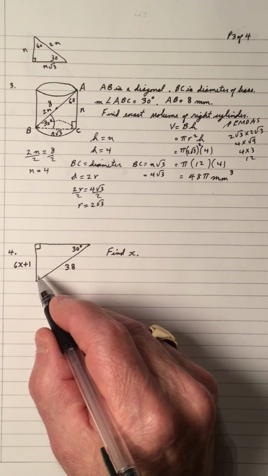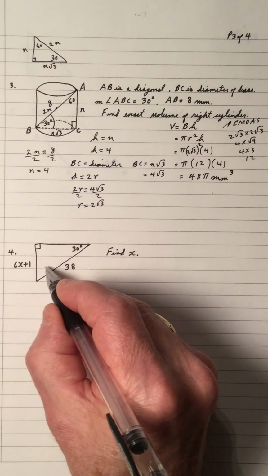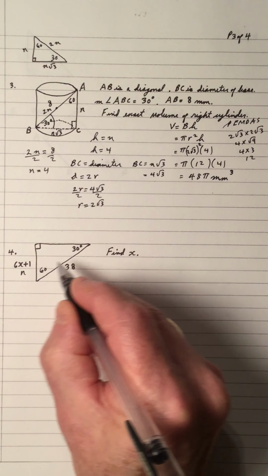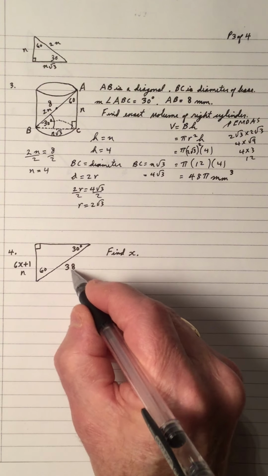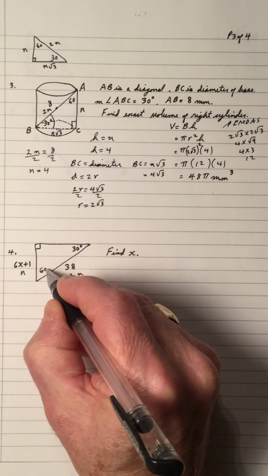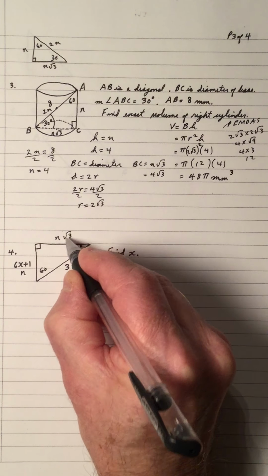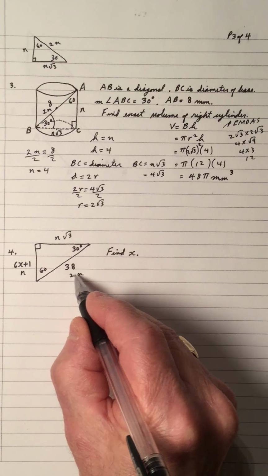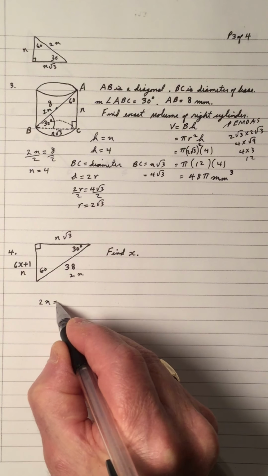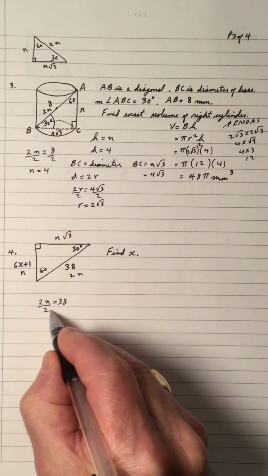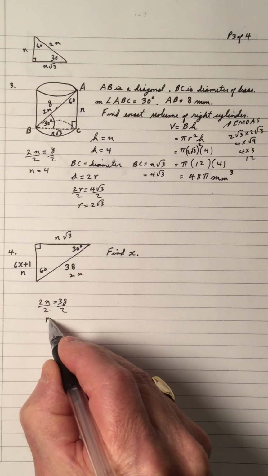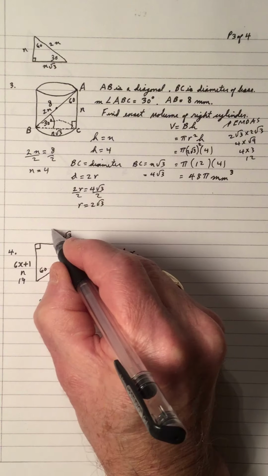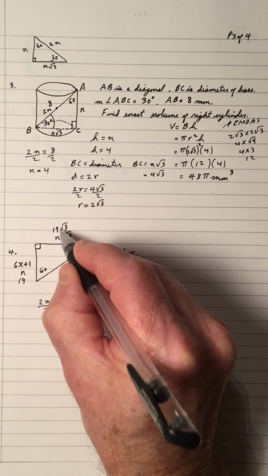Number 4, we have a triangle, which is right angle is 30, and this angle is 60. Again, opposite 30 is n, opposite the 90 is 2n, and opposite 60 is n root 3. So I don't know what this is, because n, and I have 2n. 2n is 39, divided by 2, n is 19. So we got a 19 there, and this one is 19 root 3.